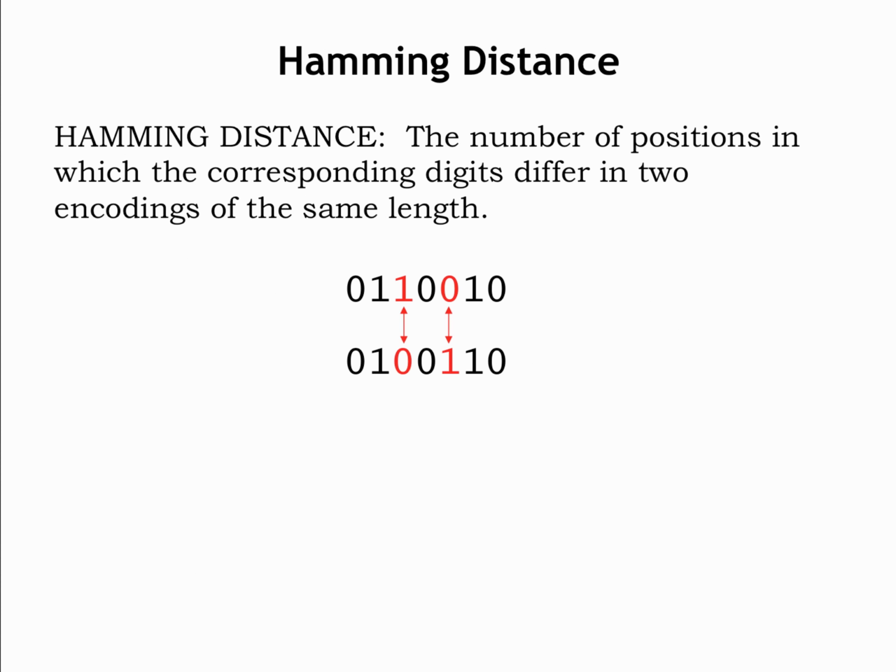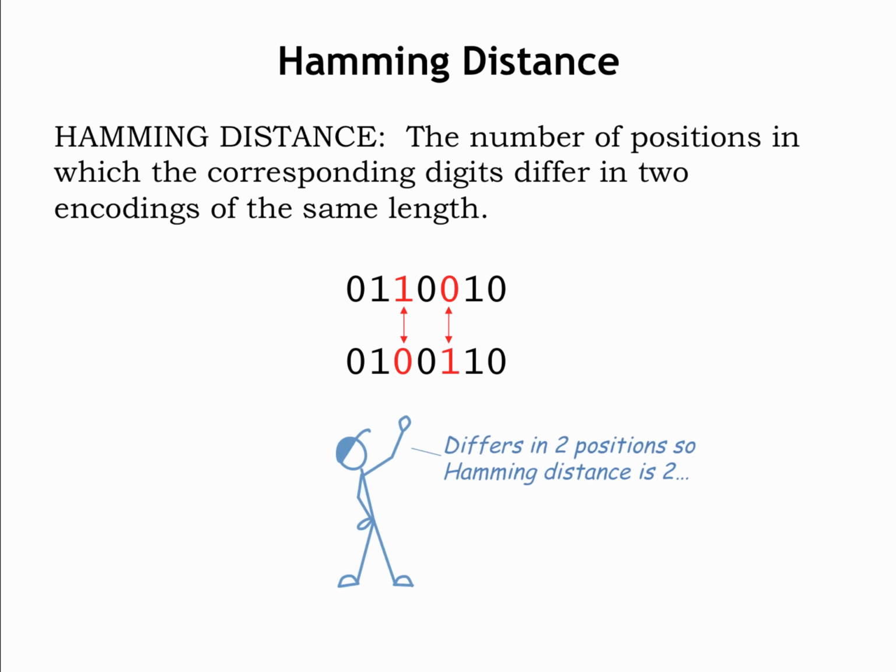To help with our discussion, we'll introduce the notion of Hamming distance, defined as the number of positions in which the corresponding digits differ in two encodings of the same length. For example, here are two 7-bit encodings, which differ in their third and fifth positions, so the Hamming distance between the encodings is 2. If someone tells us the Hamming distance of two encodings is 0, then the two encodings are identical. Hamming distance is a handy tool for measuring how encodings differ.